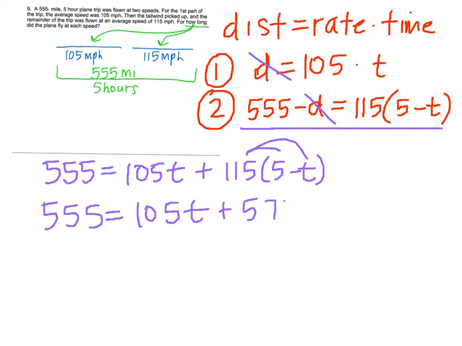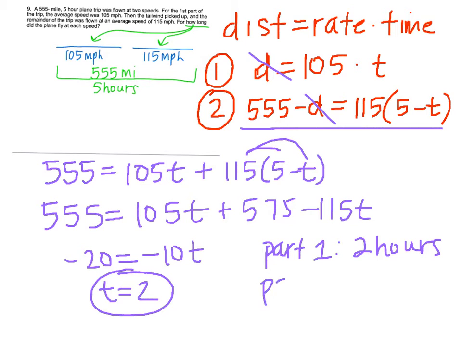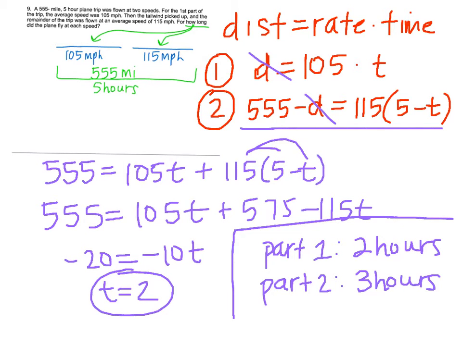This is 575 minus 115t. When we combine like terms, we get negative 20 equals negative 10t. So t ends up being 2. That doesn't quite answer our question. It asks how long did the plane fly at each speed, so each part of the trip. The t we used was really from part 1. So we can say here that for part 1 of our trip, that took 2 hours. Since we know the whole thing had to take 5 hours, we can figure that part 2 was 3 hours. And that's it for our answer. That's what we were asked.